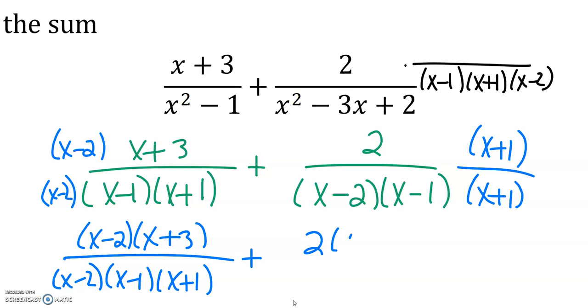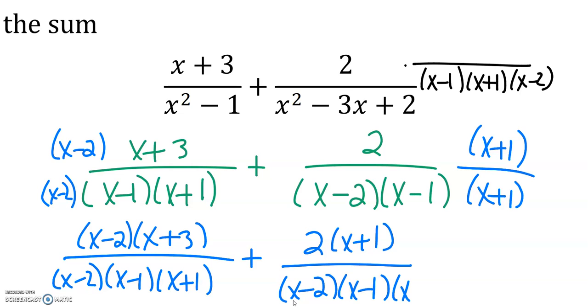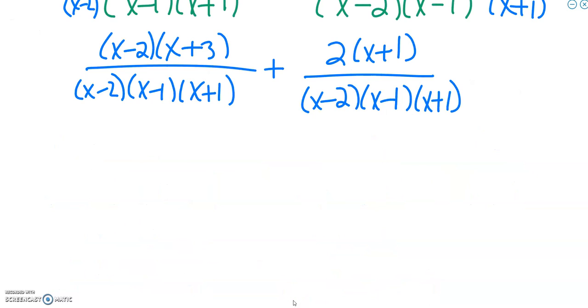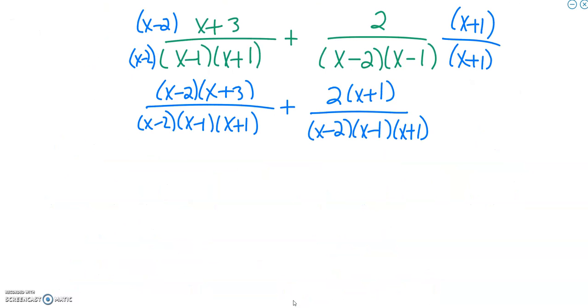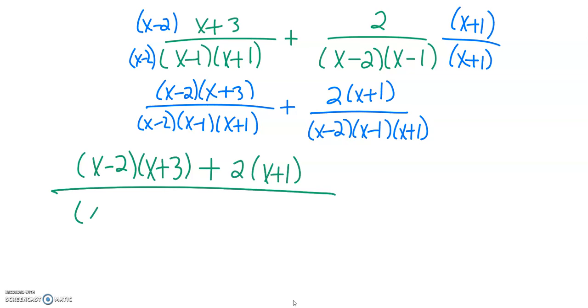So we're going to end up with 2 times x plus 1 on top, and on bottom we're going to have x minus 2 times x minus 1 times x plus 1. So now, since these two fractions have the same denominator, we can add them together, right? So we take x minus 2 times x plus 3 plus 2 times x plus 1, and that's all going to be over x minus 2 times x minus 1 times x plus 1.